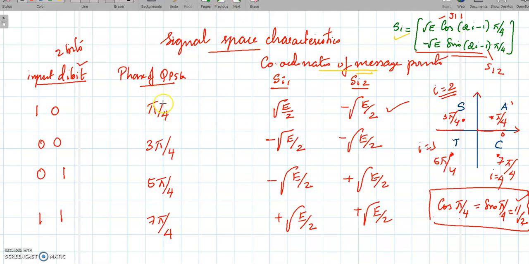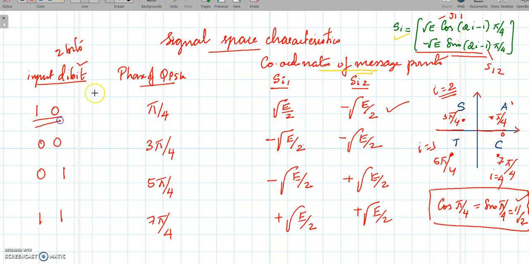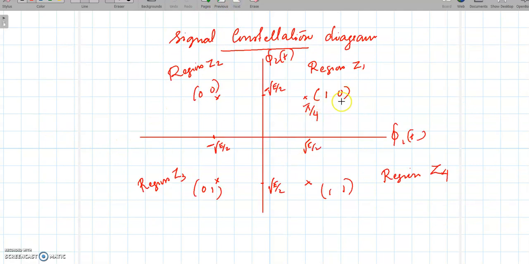Corresponding to π/4, you have √E by 2 and minus √E by 2. This is my π/4, and corresponding to it I have √E by 2 and this is minus √E by 2. This is my φ1(t) and this is my φ2(t). That corresponds to symbol 1, 0. So this is my message point 1, 0.